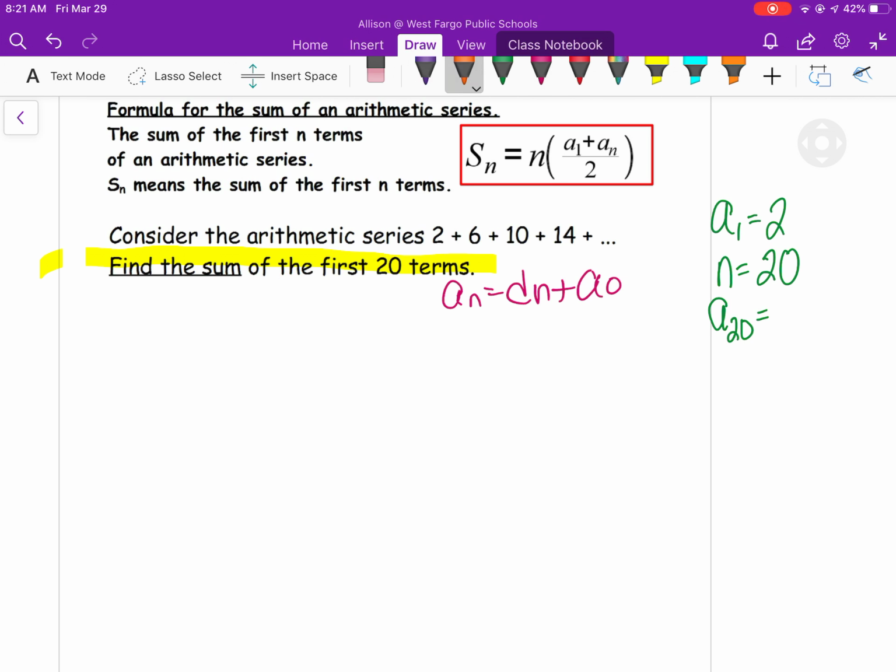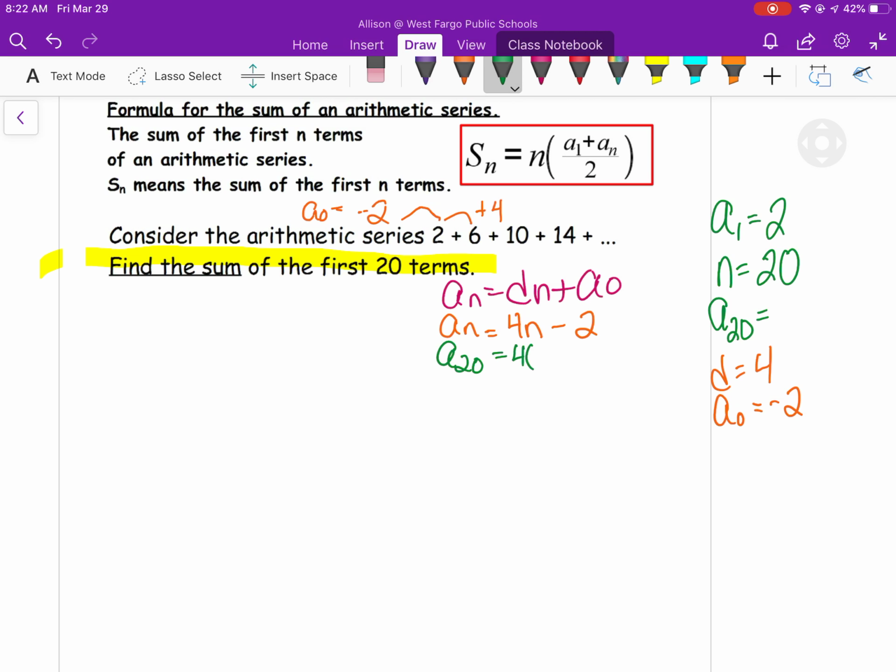So what's our common difference here? 2, 6, 10, 14, we're adding 4. So our common difference, our d, is positive 4. And then a sub 0, if we go backwards from the first term, so minus 4, a sub 0 will be negative 2. So my formula for a sub n will be 4n minus 2. And I can find a sub 20 then by plugging in 20 for n. Okay, 80 minus 2 is 78.